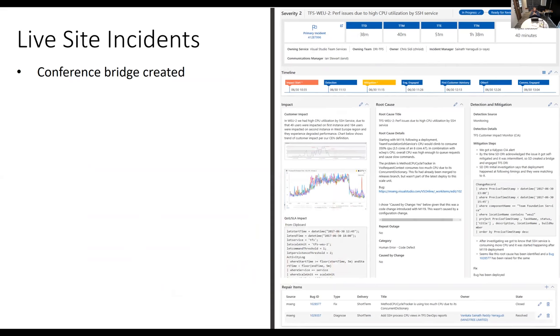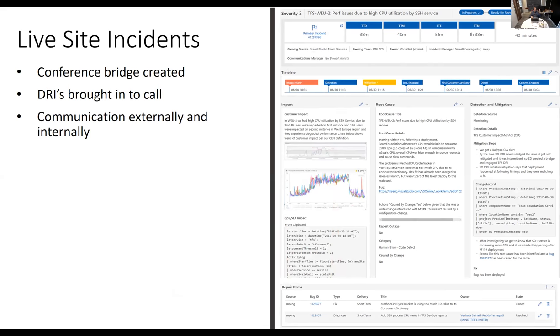You develop a rigor around them about really understanding what's happening. Anytime we have an incident, we create a conference bridge. We get engineers on the call to start diagnosing the problem. We have this thing called DRI, Designated Responsible Individual. It's basically an engineer who's on call. We start dealing with communication, both internally and externally, posting to our customers what's happening: yes, we know there's a problem, we're looking at it, and we start pulling in all the people internally to work on it.